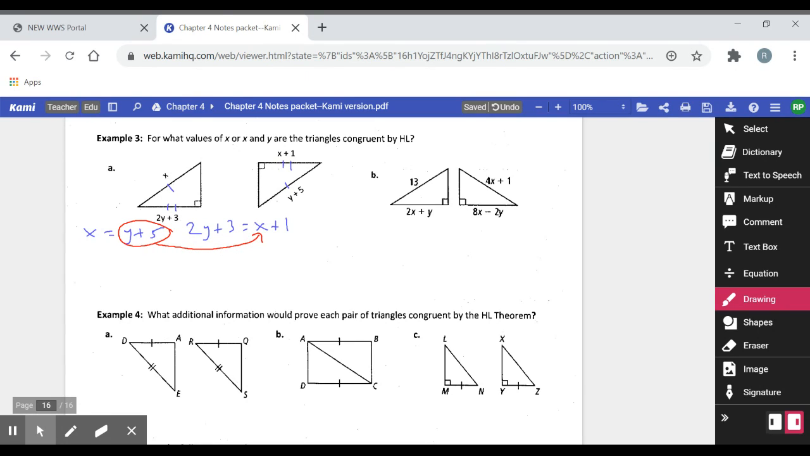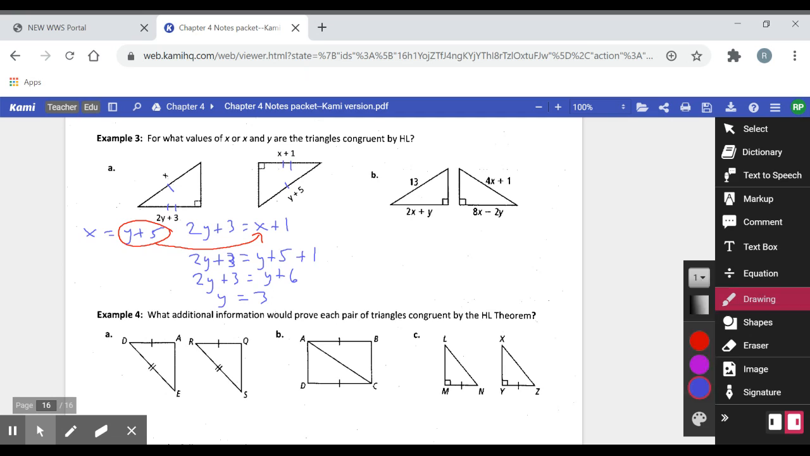We practiced some of this substitution earlier in the year, so here we go again. So we've got 2y plus 3 is equal to, I'm putting y plus 5 in for x's place. I'm not writing x anymore, and then I'm completing the plus 1. If I start solving that, I've got 2y plus 3 is equal to y plus 6. If I subtract y from each side, I get y. If I subtract 3 from each side, I get 3.